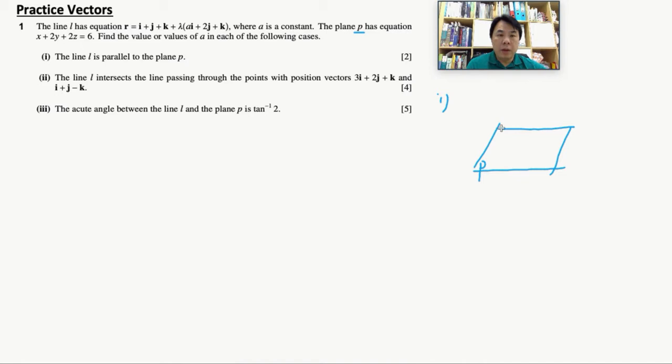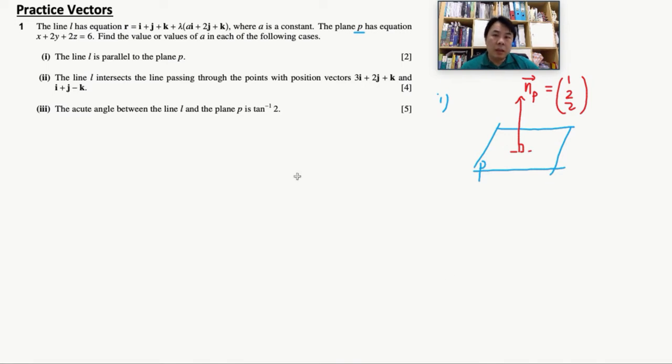Usually this plane has a normal to the plane itself. So there is a normal to the plane, which I will label as n_P. This is a normal to plane P, and it can be obtained from its Cartesian equation as the coefficients of x, y, z. That will be (1, 2, 2), the normal to the plane itself.